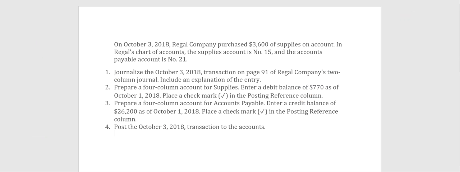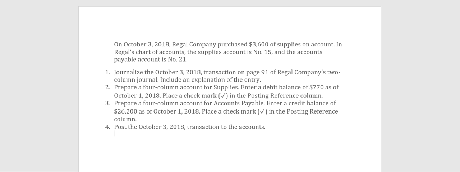Now we have to go back to our directions and see what the next step is. It then tells us that they want us to prepare a 4-column account for supplies by entering a debit balance of $770 as of October 1st. They instruct us to place a check mark in the post reference column. We're placing a check mark because this is an opening balance. There's no page of our journal that we can reference for that value.